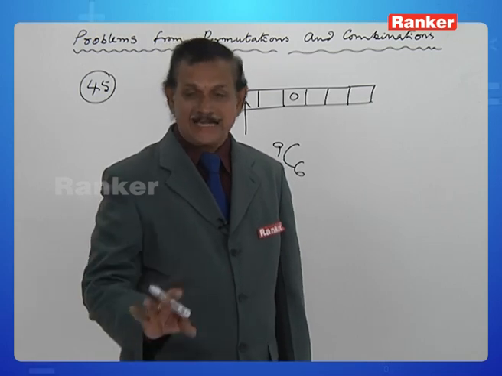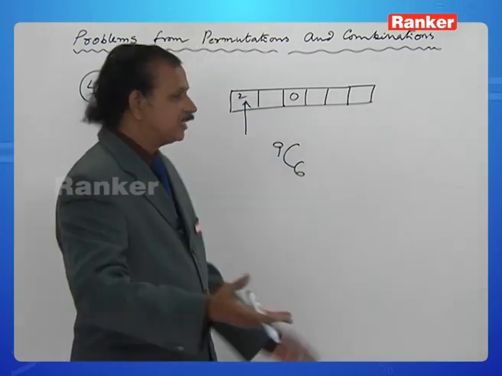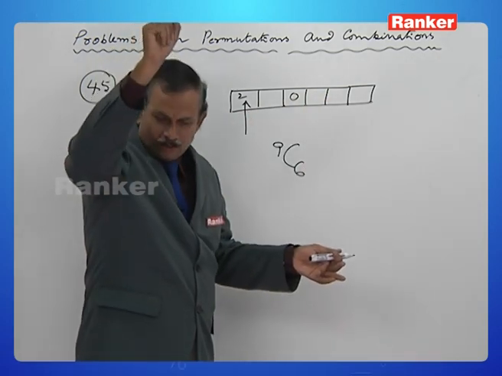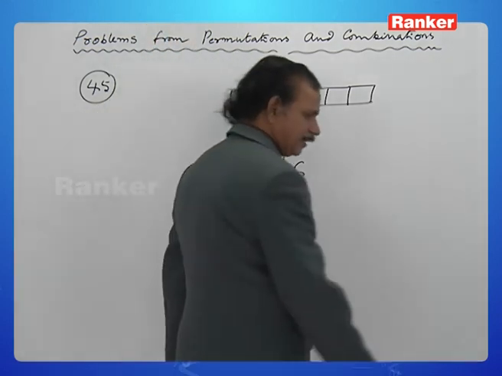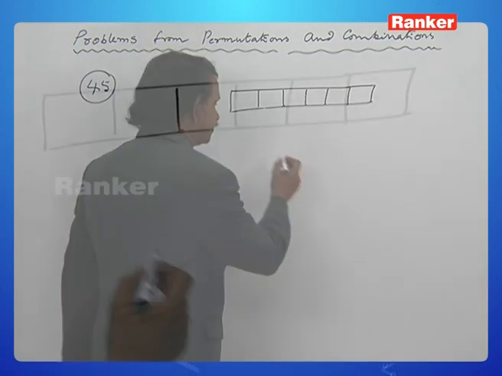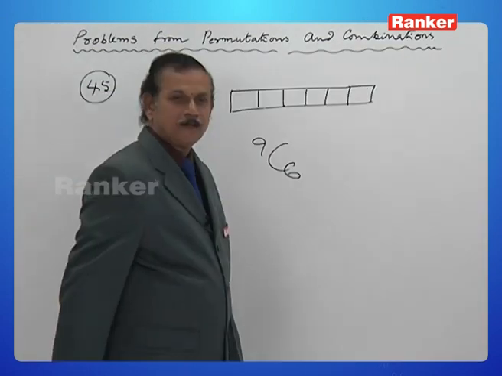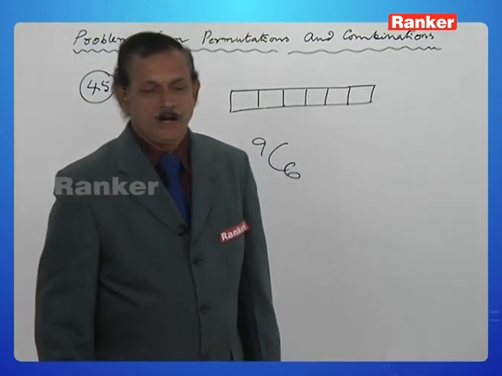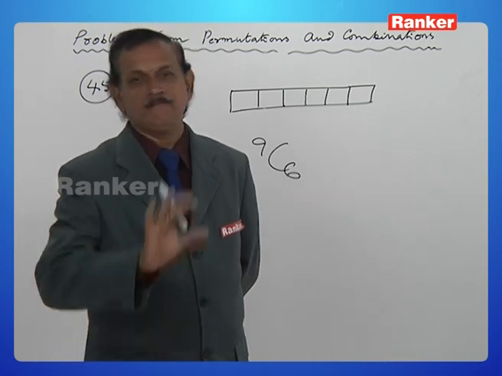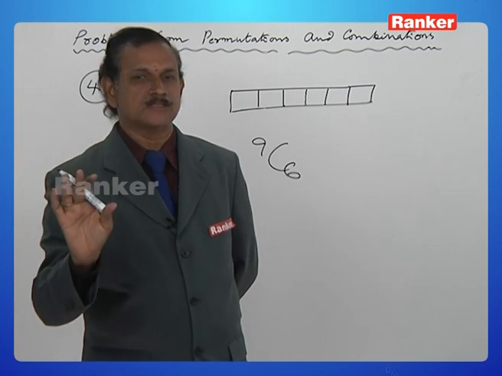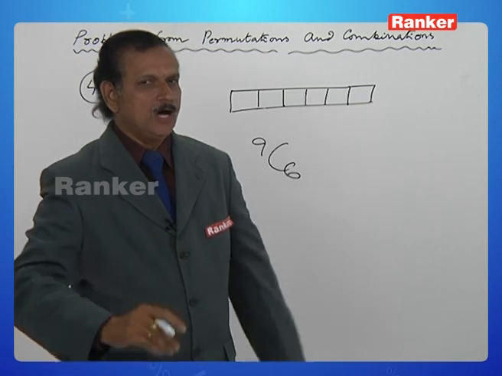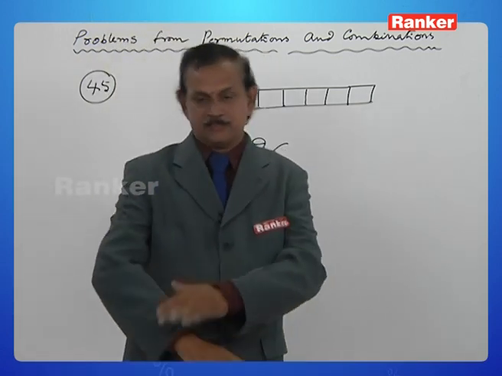Once they are selected, they can be put in these 6 places in an increasing order. In how many ways? Only one way. In that particular order, you can choose 6 digits from the 9 non-zero digits in 9C6 ways. So selection is over. After selecting these 6 digits, you can place them in the 6 available boxes in one way only. Why? Because all these 6 are different digits.